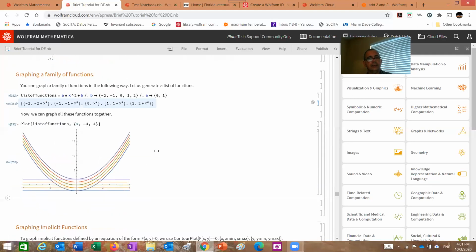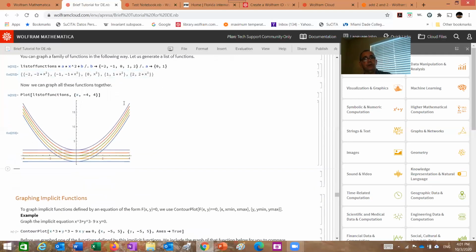And then we get this nice graph with all the functions. This is very convenient when you are representing elements of a list, of a family of functions, of a family of solutions of a differential equation. We want to represent some of those solutions of the family of solutions. We can do it like this.